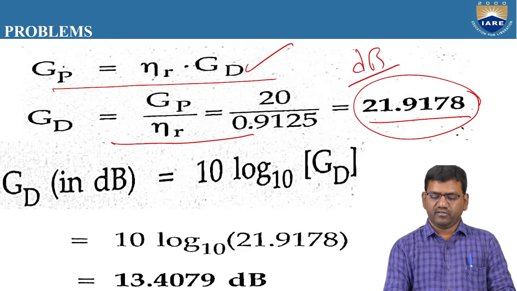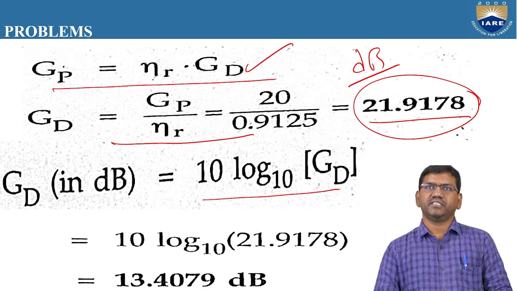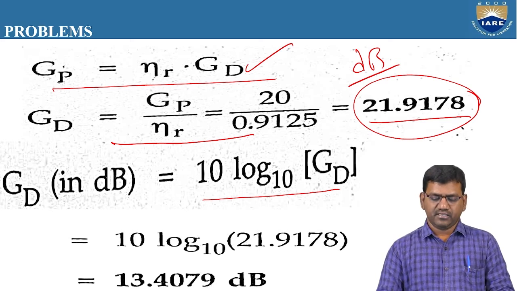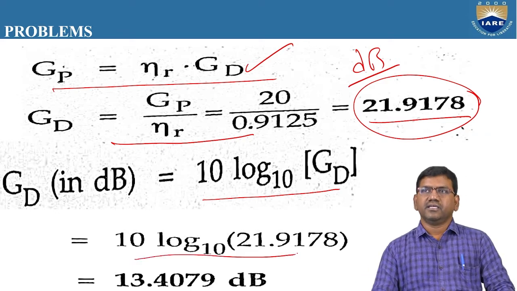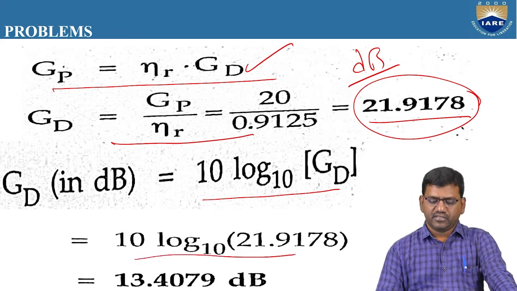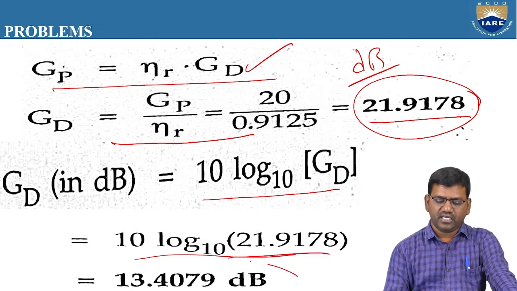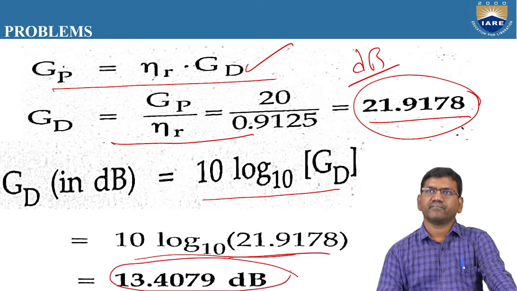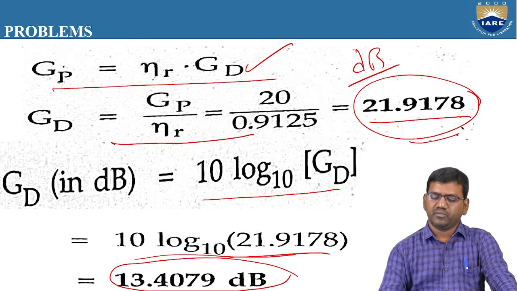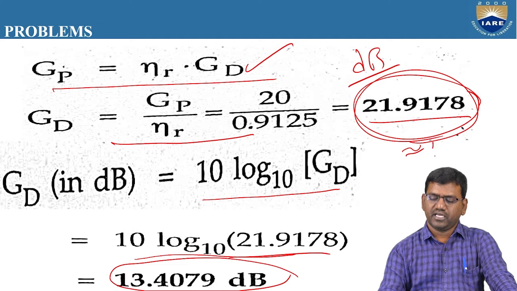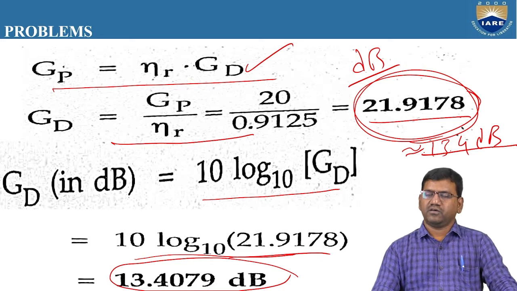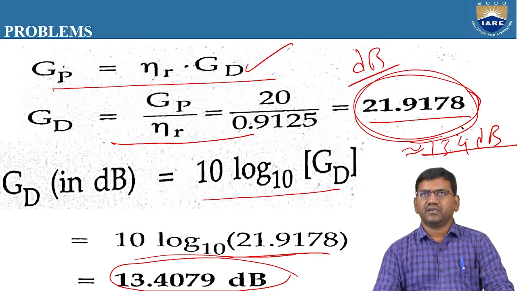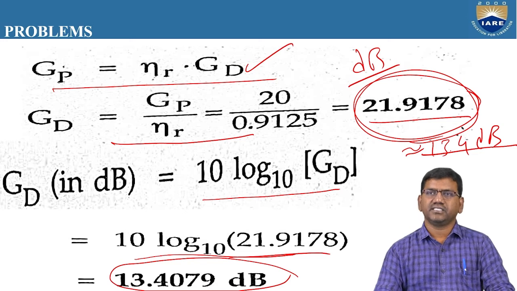To get it in terms of dB, we use the expression 10 log Gd base 10. So if you apply the decibel conversion, 10 log 21.9178, you will get 13.4 dB. If you want to convert a decimal value into dB, you apply 10 log x or 10 log Gd base 10. So this is how to calculate the power gain and the directive gain for the given radiation resistance and the loss resistance.